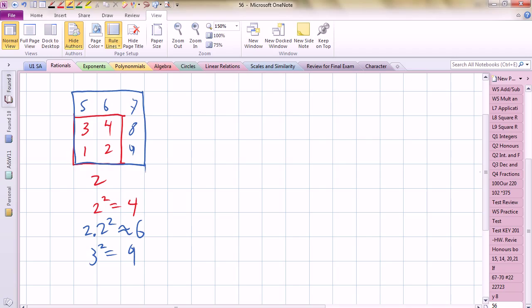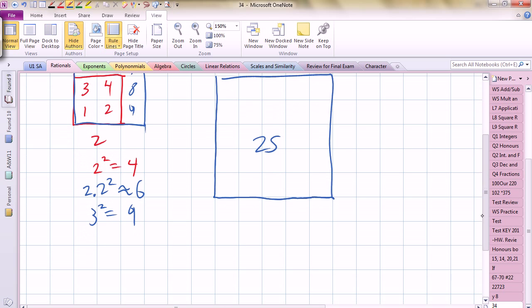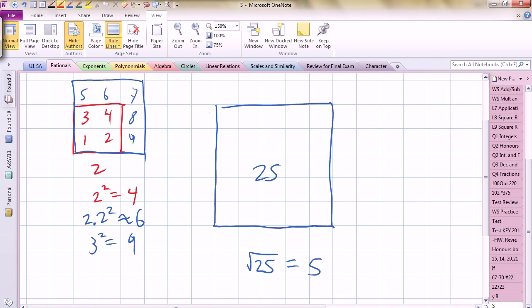Okay, now that's estimating the square. We can also estimate the root. So if I know that 1, 2, 3, 4, 5, 1, 2, 3, 4, 5, I know a 5 by 5 grid is 25. So the square root of 25 is? Good. Also, check this out.